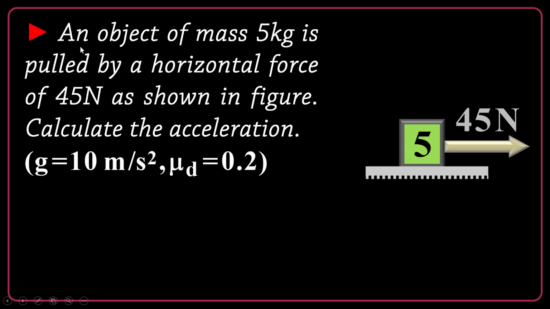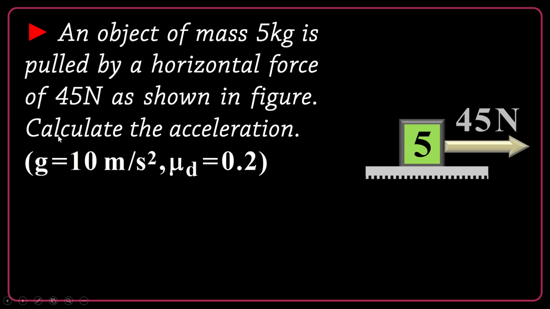Look at this question. An object of mass 5 kg is pulled by a horizontal force of 45 newtons, as you see. Calculate the acceleration. G, the gravitational acceleration, is given as 10, and the dynamic coefficient of friction is 0.2. I just remind you that the coefficient of dynamic friction is not always less than 1, but mostly it's less than 1. Depends. Sometimes it's greater than 1, and it is not very unusual, but mostly you don't see a very big value, and it doesn't have any units.